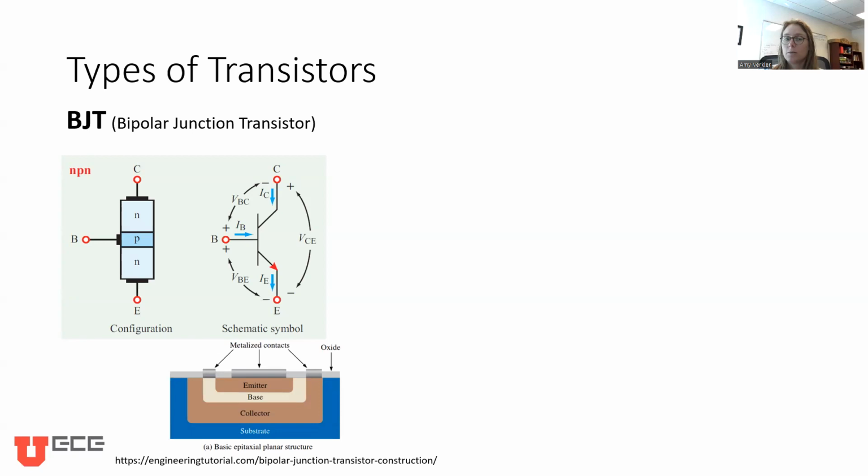We can actually create these transistors in the nanofab lab. Down below at the bottom is a picture of how the different layers of material are set up on a substrate to create this transistor on a nanoscale level.